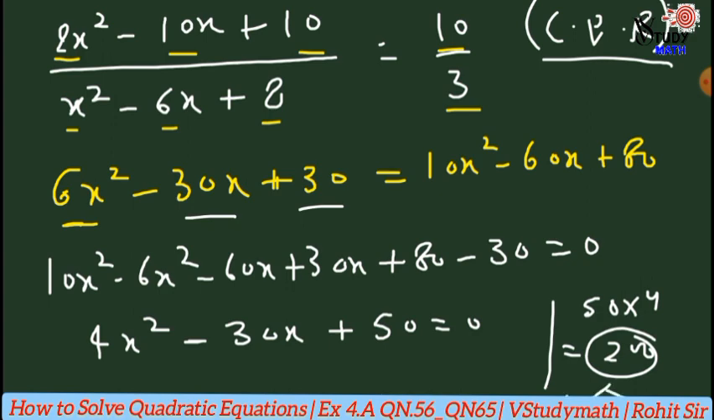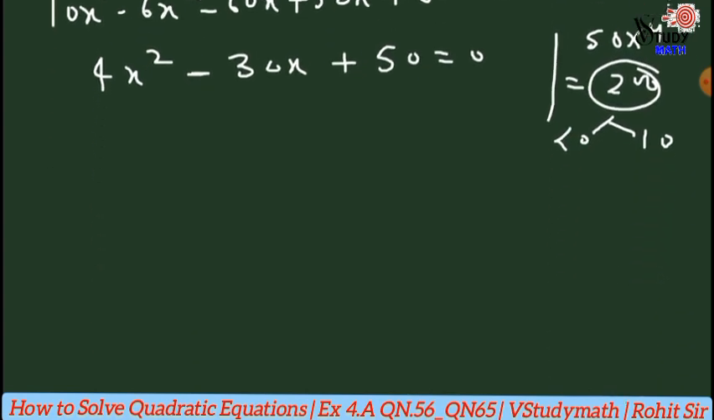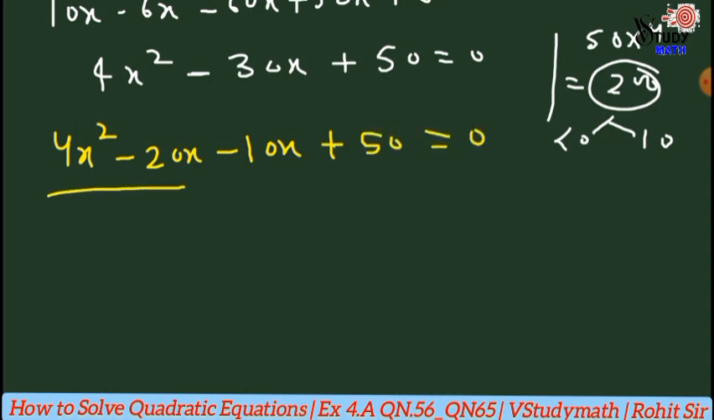So let's solve this question further. We have 4x square negative 20x negative 10x plus 50 is equal to 0. Now take common from the first two terms. So the common is 4x, then we have x minus 5.